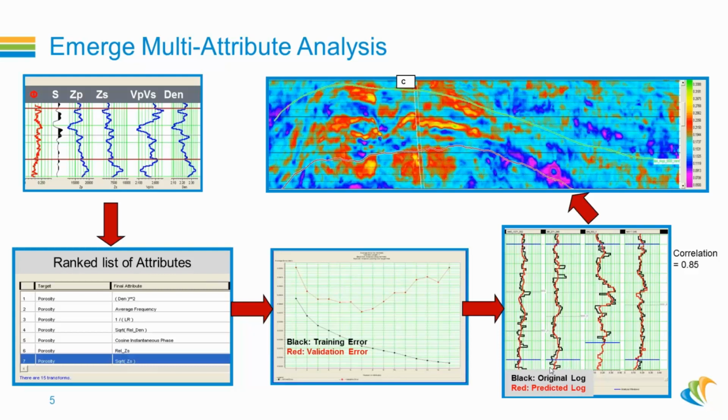The Emerge approach is not limited to multilinear regression. We also have neural networks. And the beauty of neural networks is that they will combine numerous seismic attributes and predict higher resolution results than multilinear regression, because they take into account the non-linearity between the attributes. With multilinear regression, the attributes are linear, the derivation is linear. Neural networks account for non-linearity between the attributes.